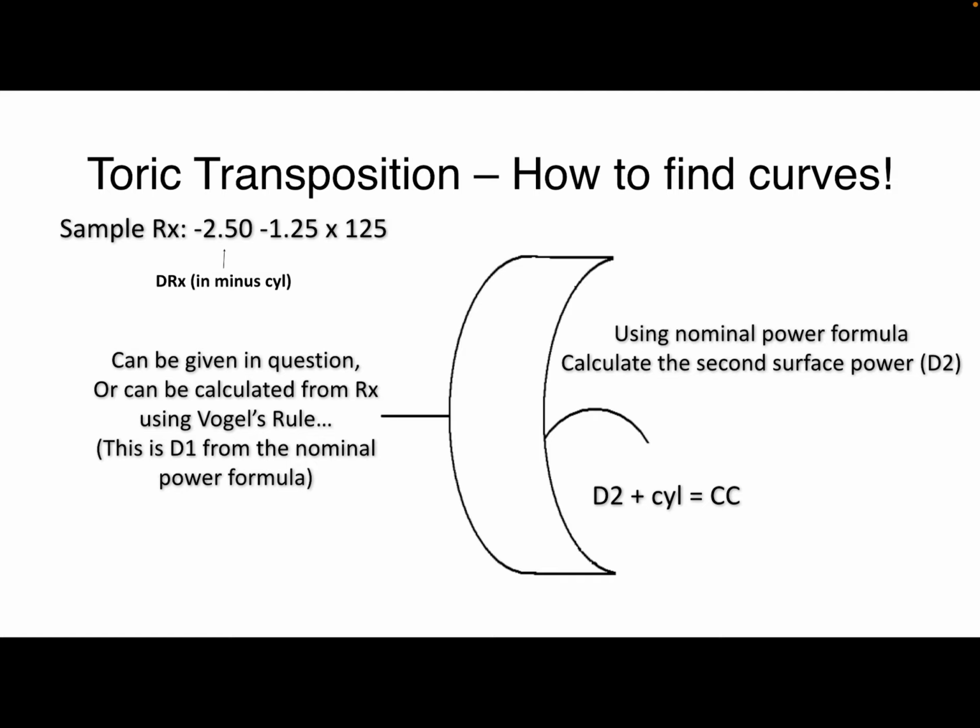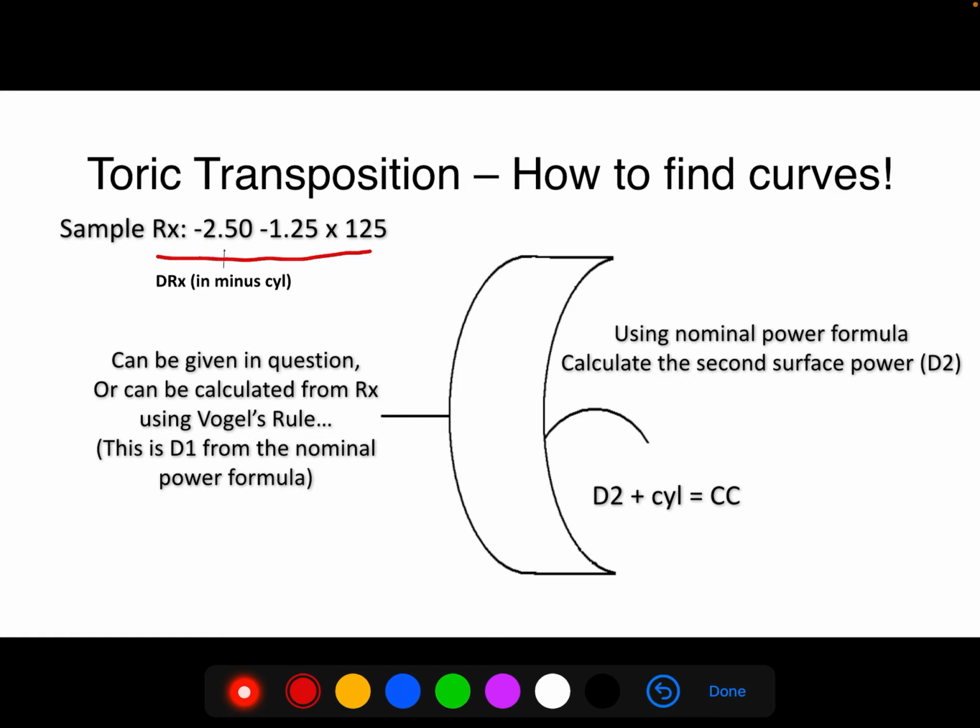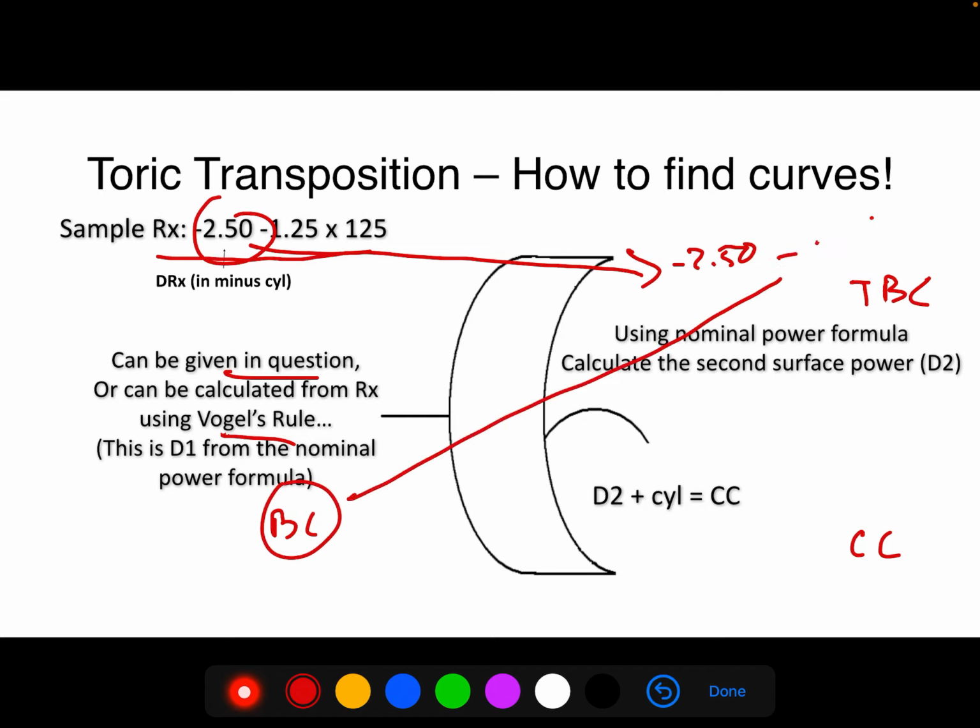For this sample prescription, calculating our three curves, our base curve, our toric base curve, and our cross curve. The base curve we're either going to calculate using Vogel's rule or it'll be given in the question. The toric base curve, we know we're going to use our sphere power in the prescription and subtract that from whatever base curve is given, and that will give us our toric base curve.